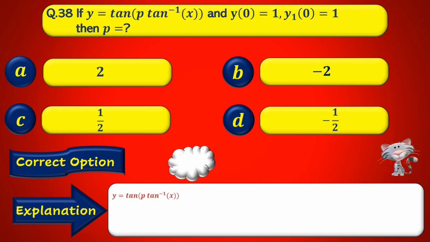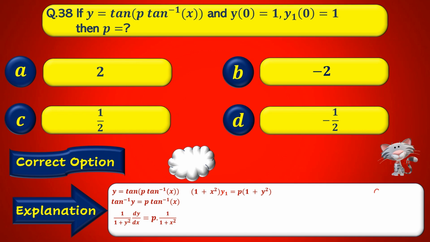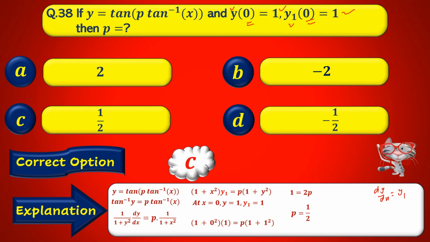Here, y is equal to tan(p tan inverse x). It gives tan inverse y is equal to p tan inverse x. After taking the derivative, we get (1 plus x square) y1 is equal to p (1 plus y square). Here dy by dx has been written as y1. Now, according to the given conditions, at x is equal to 0, the value of y is 1, and at x is equal to 0, the value of y1 is also 1. So we replace these values in the above equation, and it gives p is equal to 1 by 2. Therefore, the correct option is option C.